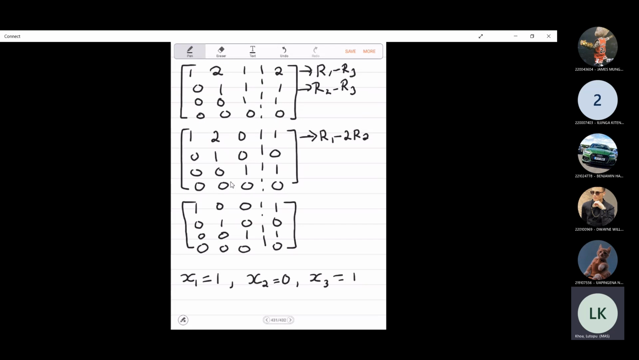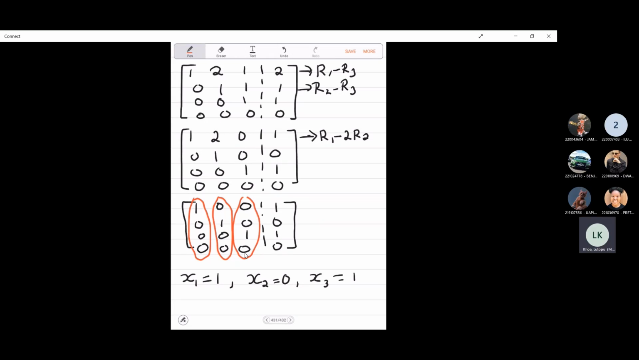So if we look at our matrix over here, this one here is a unit column matrix because there's a 1 here and all the other numbers in the column are zeros. This one here is also a unit column matrix because there's only one 1 and all the other numbers are zeros. This one here is also a unit column matrix because there's just one 1 and all the other numbers are zeros. So we only look at the coefficients, not the solutions.